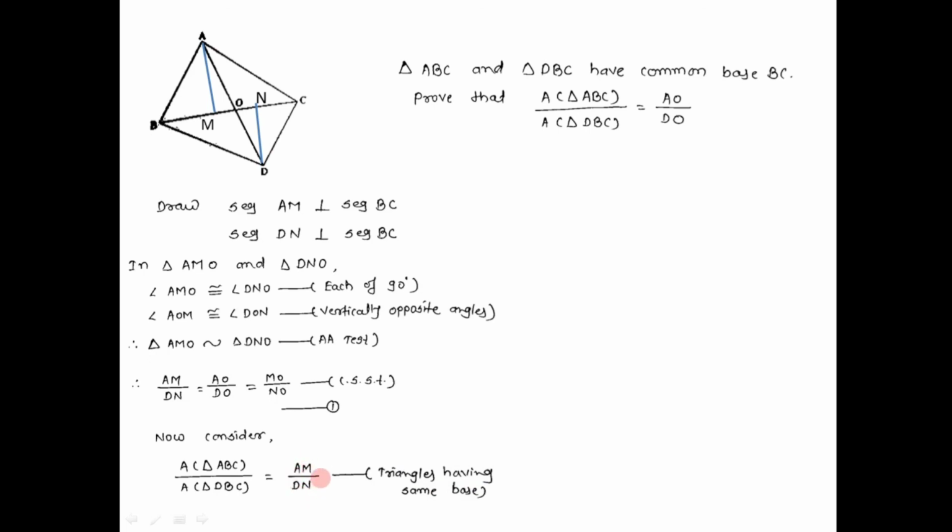Now here, instead of AM divided by DN, we can write AO divided by DO, because in equation 1 we have proved that AM divided by DN is equal to AO divided by DO. That's why area of triangle ABC divided by area of triangle DBC is equal to AO divided by DO. This is from equation number 1. So that is what we wanted to prove: area of triangle ABC divided by area of triangle DBC is equal to AO divided by DO.